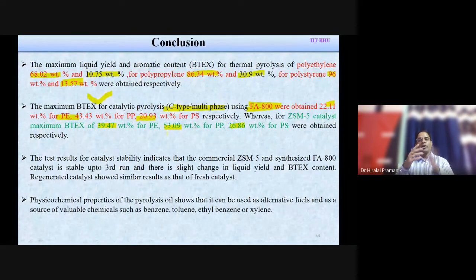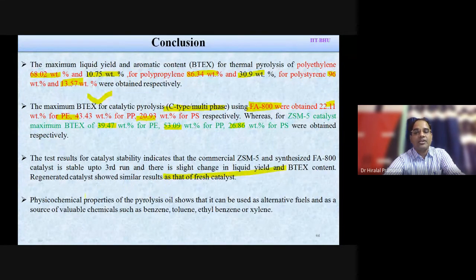After certain modification or using some different support material, we can improve the catalytic activity of fly ash synthesized catalyst, or we can treat it with acid to increase the catalytic activity. The test result for catalytic activity indicates that commercial ZSM5 and synthesized F800 catalyst is stable up to the third run, and there is a slight change in liquid yield and BTX content. Regenerated catalyst showed similar results as that of fresh catalyst.